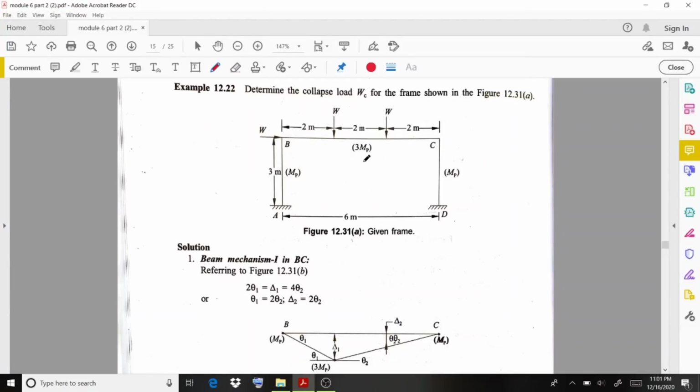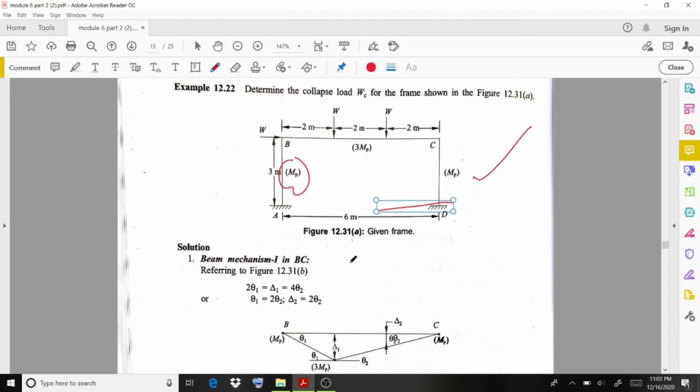A frame ABCD is given here and the supports A and D are fixed, and a load W is acting in this way. In the horizontal and vertical directions also loads W are acting, and the spans are also mentioned here. The plastic moment value is not constant throughout. For AB it is MP, for BC it is 3 MP, and for CD it is MP. So those are the given conditions.